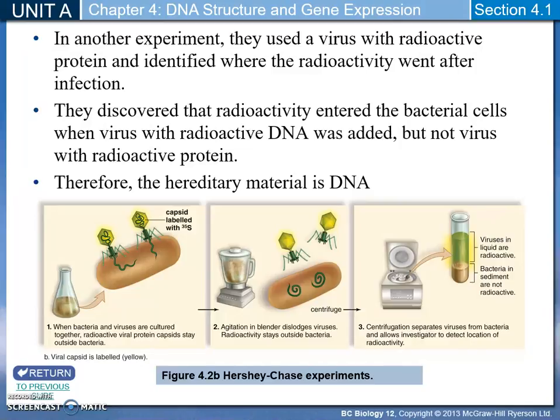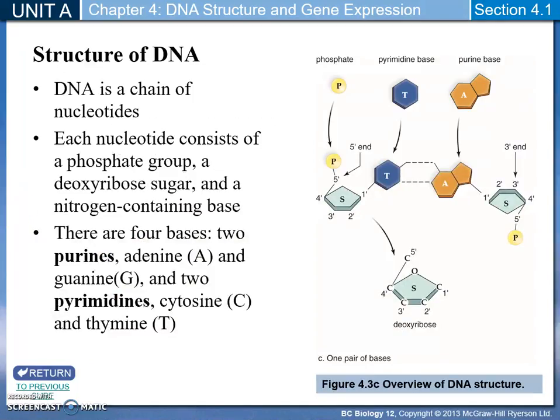So further we go here, and we can see that the structure of DNA was determined. So DNA is a chain of nucleotides, and we've looked at this before. Each nucleotide consists of a phosphate group, a deoxyribose sugar, and a nitrogen-containing base. And once again, there are the 4 bases: the 2 purines, adenine and guanine, and the pyrimidines, cytosine and thymine.